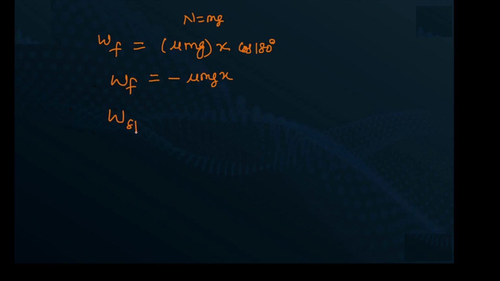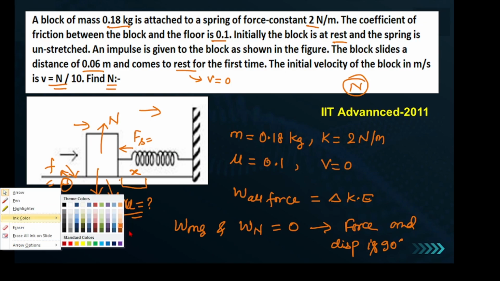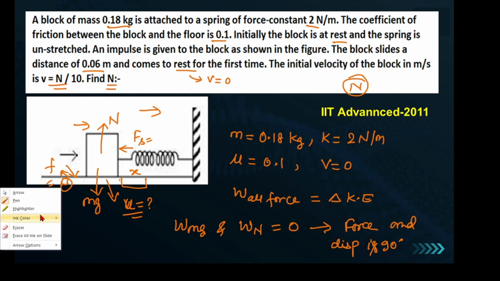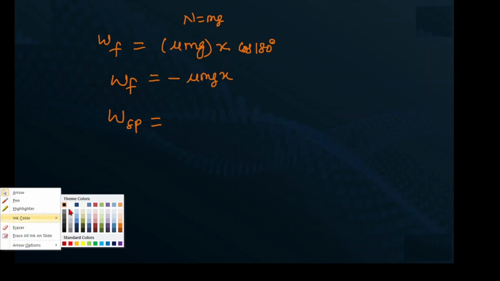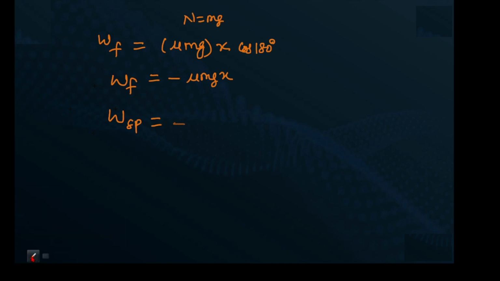Now work done by spring force. From the figure also we can see the direction of spring force. When block is moving toward right, the force that will act on the block is towards left direction. That means the angle between displacement and spring force is 180, so work done by spring force is negative. So we can write minus, and we know that work done by spring is half k x square. So work done by spring force is minus 1 by 2 k x square.